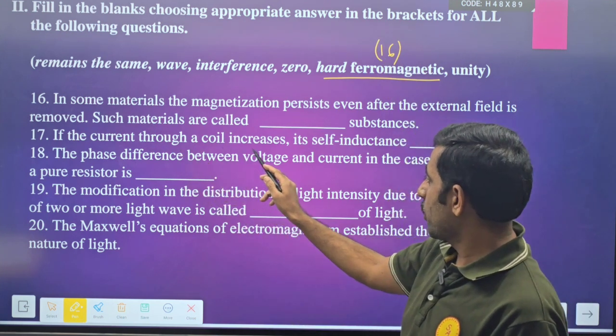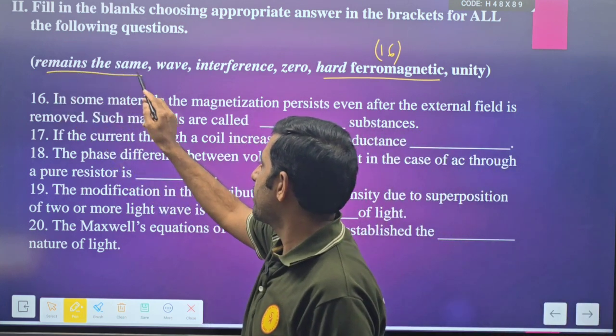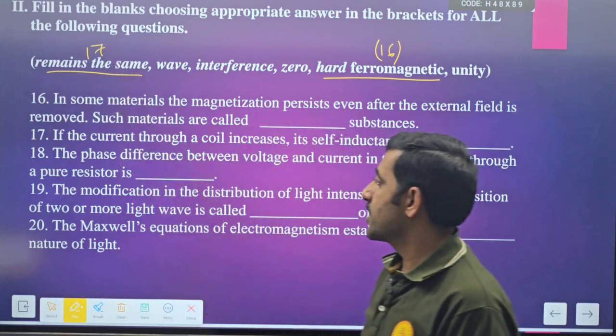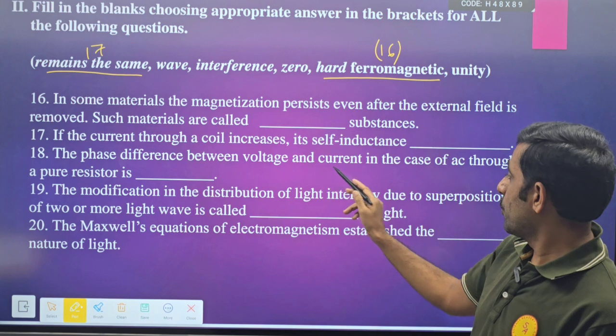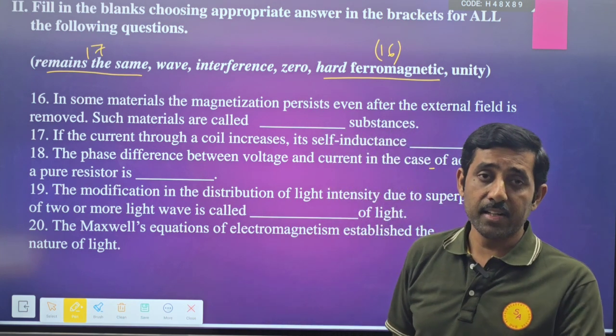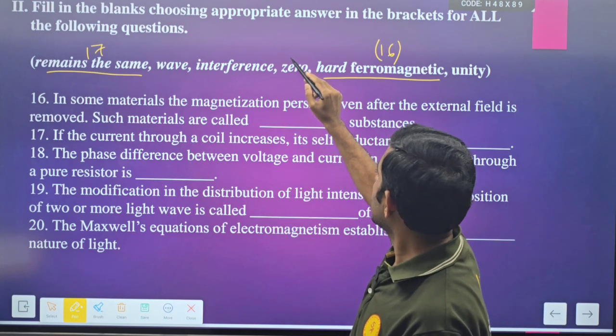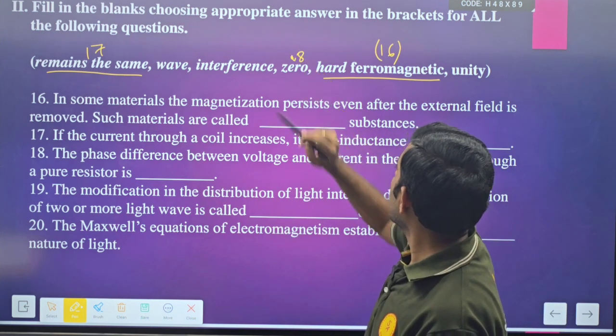If the current through a coil increases, its self-inductance remains the same, does not depend. So it remains the same. The phase difference between voltage and current in case of AC through pure resistor. In a pure resistor, voltage and current are in phase with each other. There is no phase difference. 0. It is 0. That is 18.